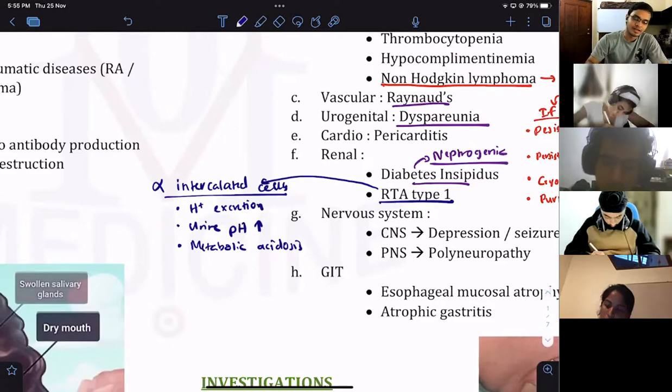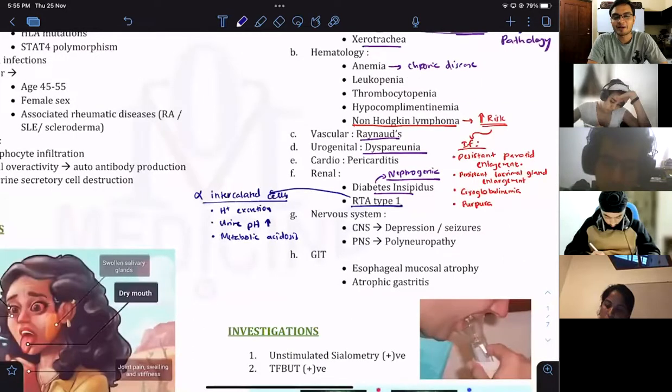Hypertension. Hypokalemia. Go back and check, right? It is also related with hypokalemia. Just go and check renal tubular acidosis, right? Right.